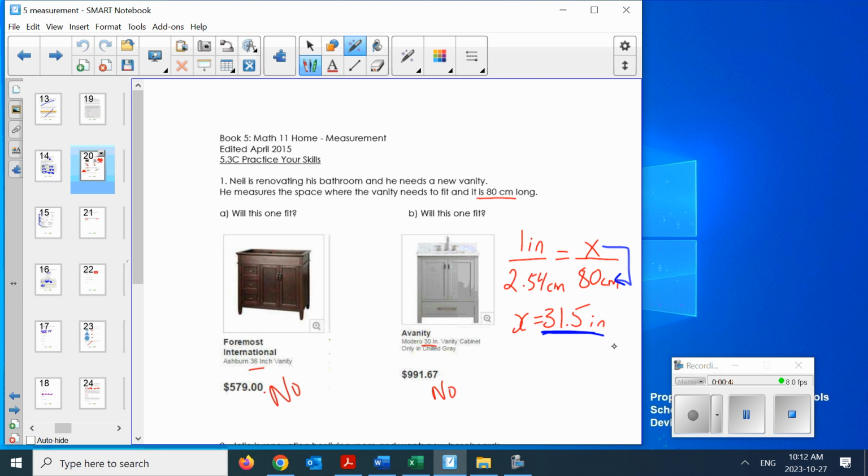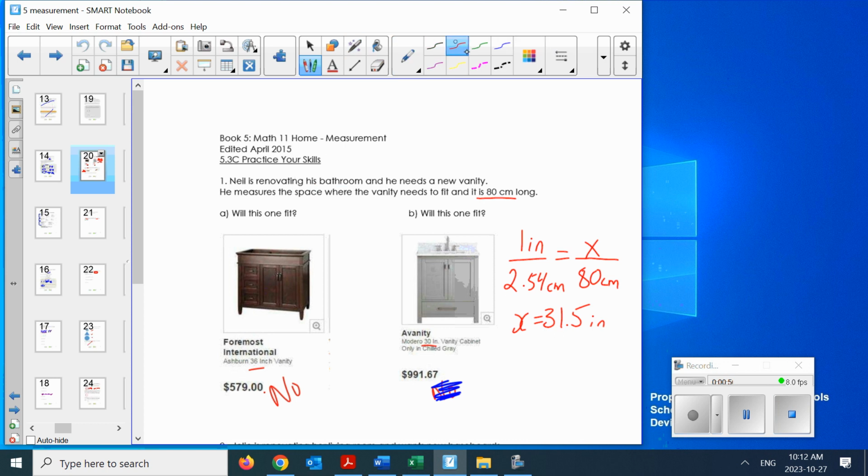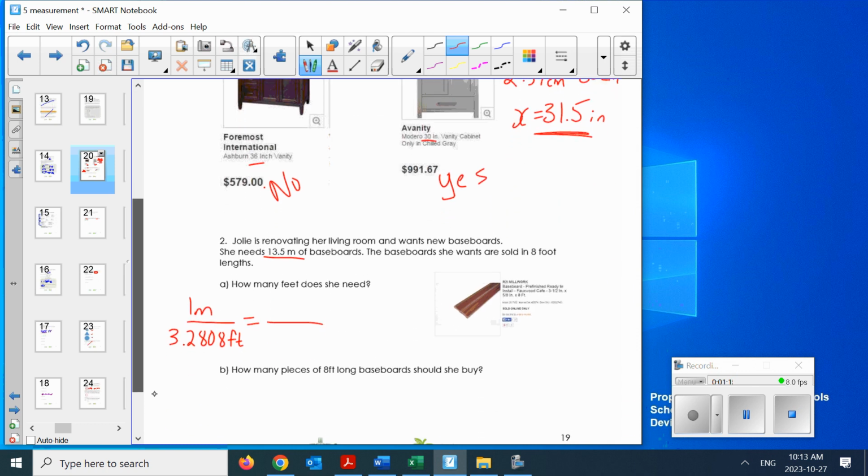However, that is really a yes. I don't know why I was thinking backwards. This 30-inch vanity will fit inside the 31.5 inches. That was from the other video, okay? So that video has something wrong.